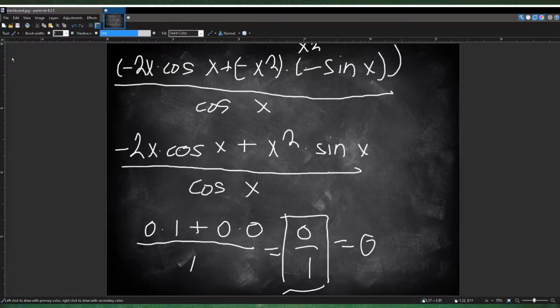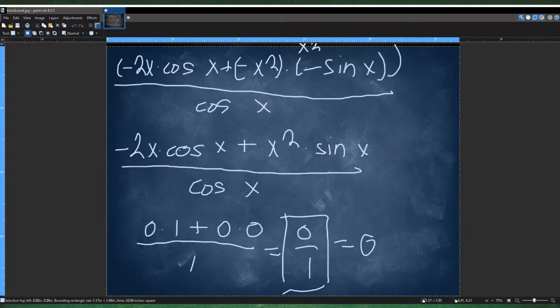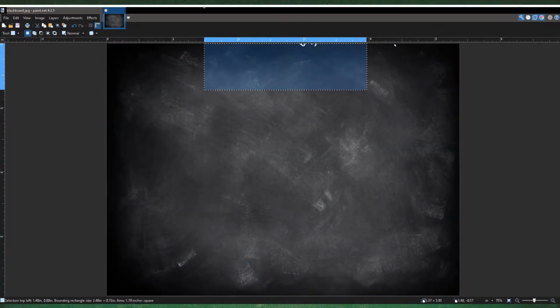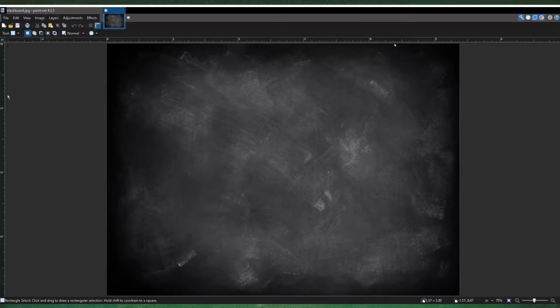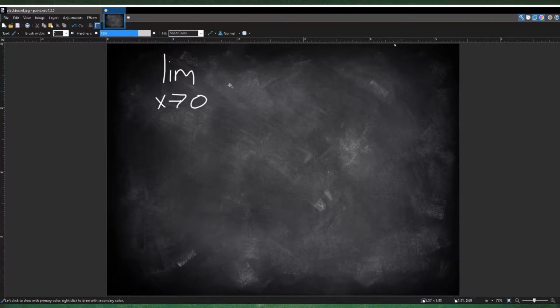So our answer here is 0, but we're not done yet, right? So we said in our original equation that the limit as x approaches 0 of sine of x to the power of x.